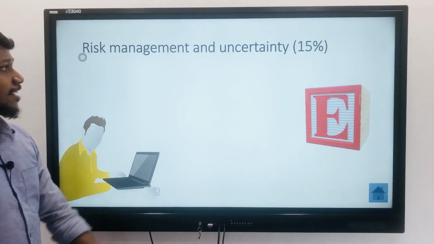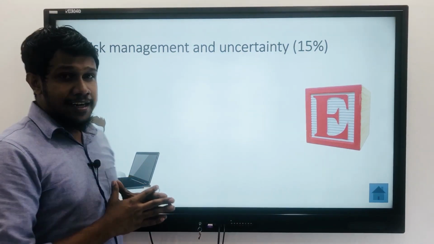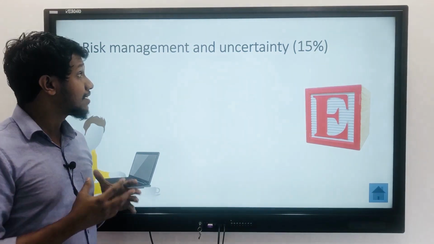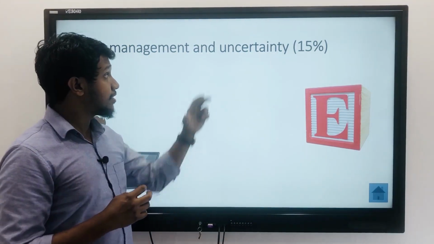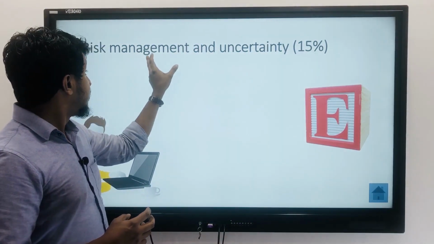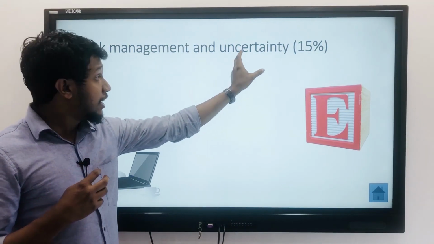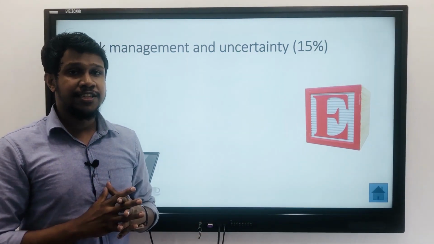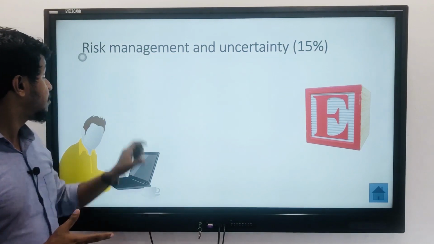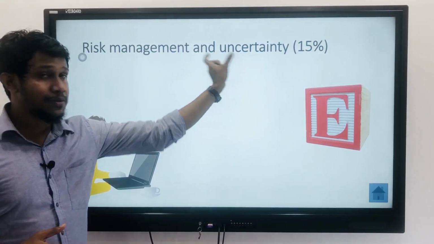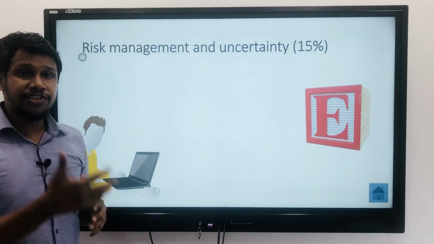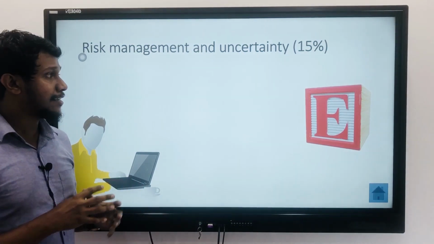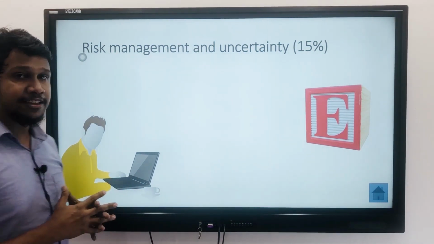Finally, risk management and uncertainty. Nowadays we are facing a lot of complexities in the market, so risk and uncertainty we can't avoid. Whatever decision we take should be based on risk and uncertainty. We want to incorporate risk and uncertainty into our decision making, and then only can we take a better decision for our organization. So it is very important to focus on risk management as well as uncertainty. While taking our decisions, we incorporate risk as well as uncertainty, and we take a better decision for shareholder wealth maximization.